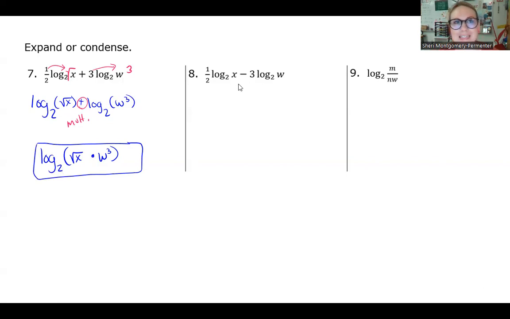The next problem we're going to condense as well. It's a lot of the exact same steps. What's the only difference? Subtract. So what do you do when you subtract? Divide. That's the only difference. It's still going to be a 1/2 power, which becomes a square root. It's going to be to the 3rd power. The only difference is that when we rewrite this one, it's going to be a fraction. So we get the square root of x divided by w to the 3rd power. So that's the only difference. Instead of multiplying for this one, you will divide.